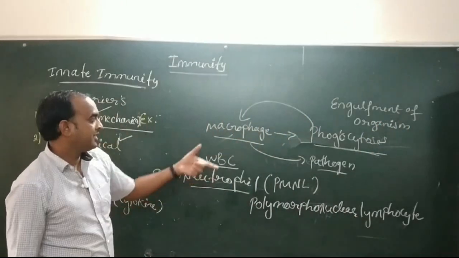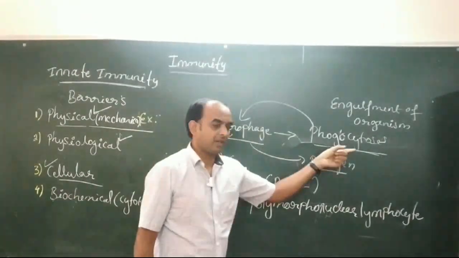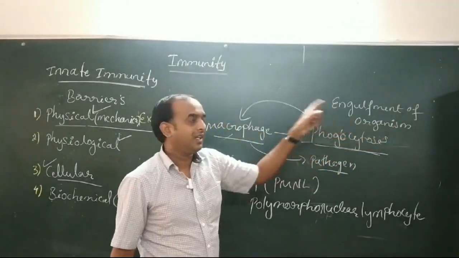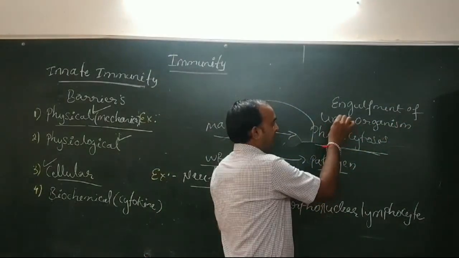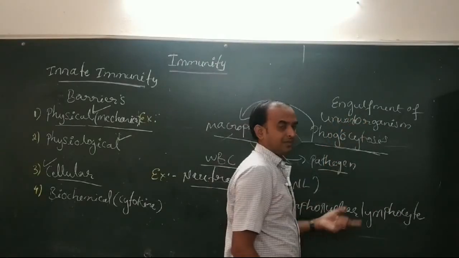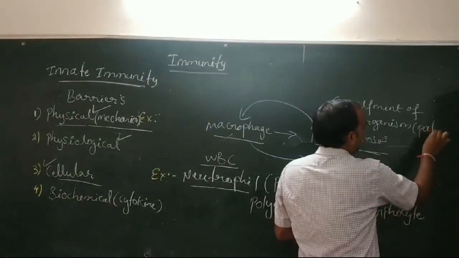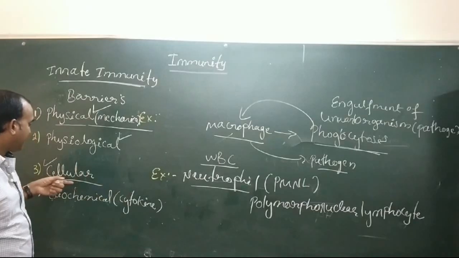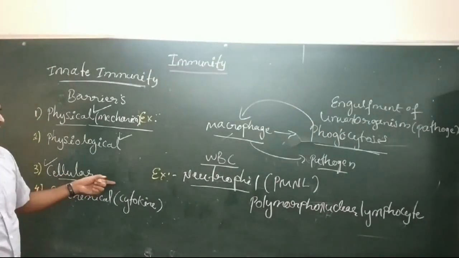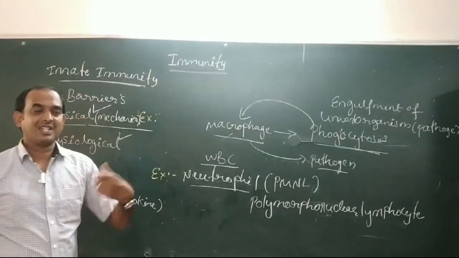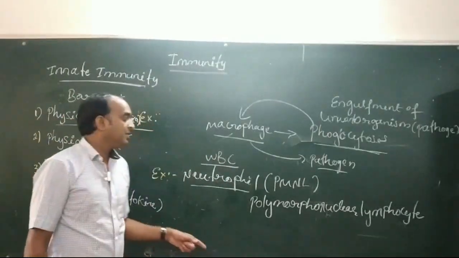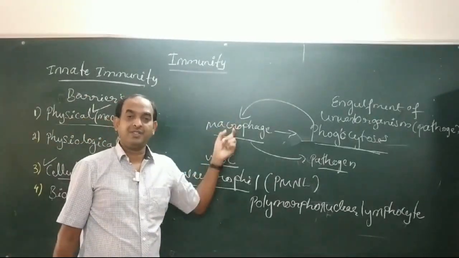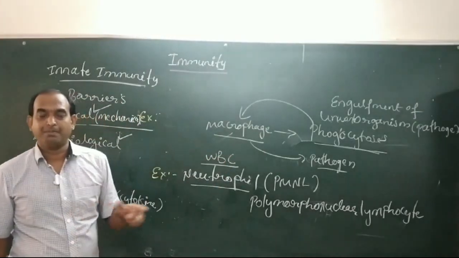How does it destroy the organisms? By the process called phagocytosis, which means engulfment of the unwanted organisms or pathogens, to remove them. We are discussing cellular barriers. Here cells are directly involved in the defense system and will try to destroy the pathogens with the help of WBCs like neutrophils and macrophages.